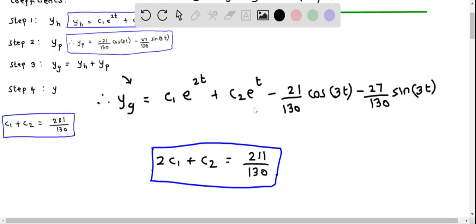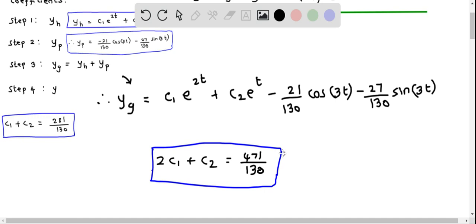Okay, so here we have two equations. I also observe that, I'm sorry for that, this should be 471 by 130. This has to be 471 over 130.